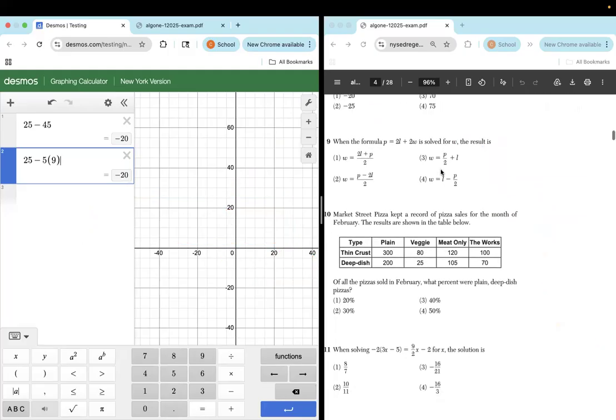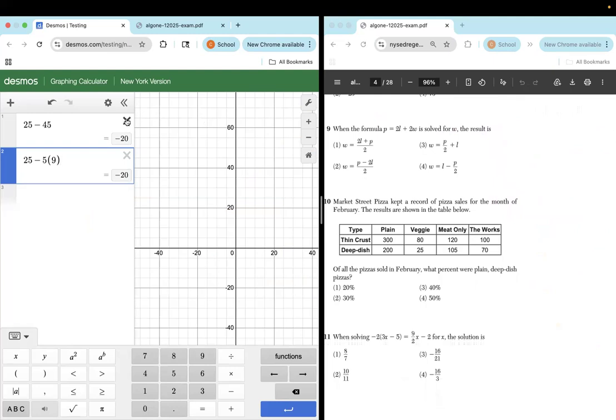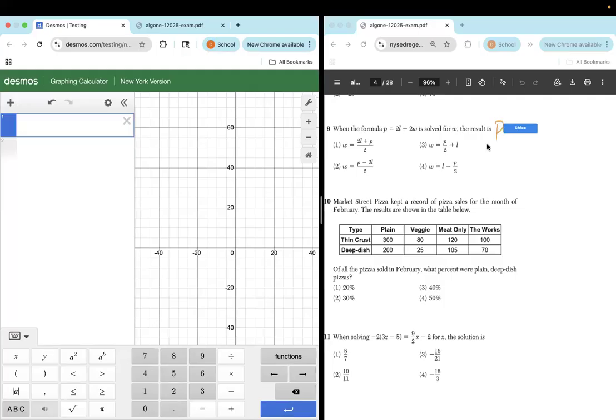Number 9. When the formula P equals 2L plus 2W is solved for W, the result is. Solved for W means we have to make it say W equals. So looking at all my answer choices, all of them have W equals. So I need to basically solve for W in this formula or get W by itself. So I start with P equals 2L plus 2W. If I want W by itself, that means I don't want this 2L here. So I'm going to subtract it from both sides.